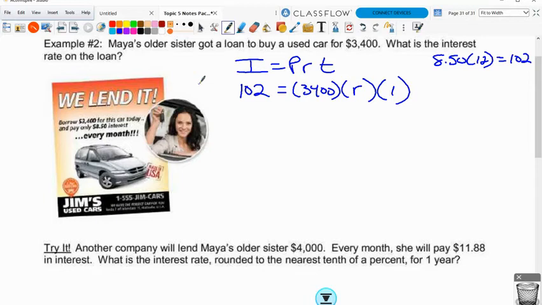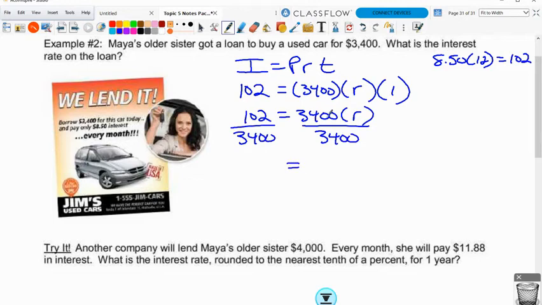Okay, so this is what our equation looks like. 102 equals 3,400 times R times 1. On the right-hand side, I'm going to start by multiplying 3,400 by 1, which is easy to do. That's just 3,400. So the equation really just says 102 equals 3,400 times R. To get R all by itself, you're just going to have to divide each side by 3,400. On the right, 3,400 divided by itself is 1, leaving you with R.